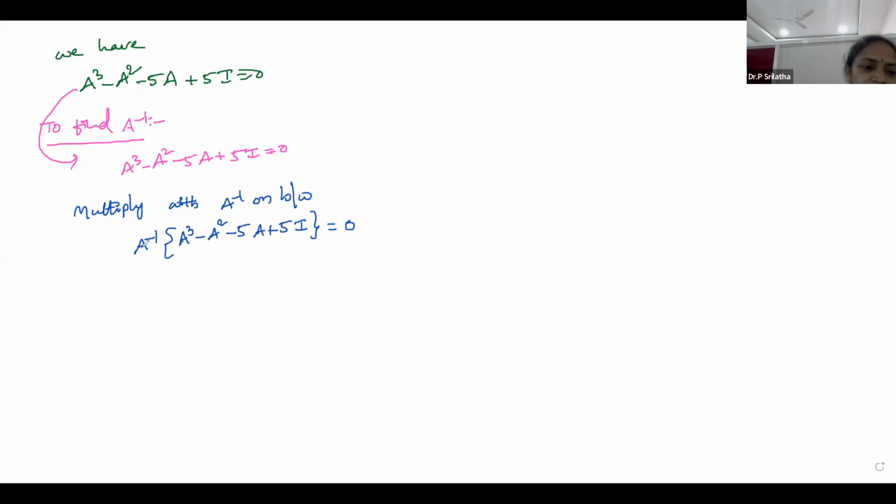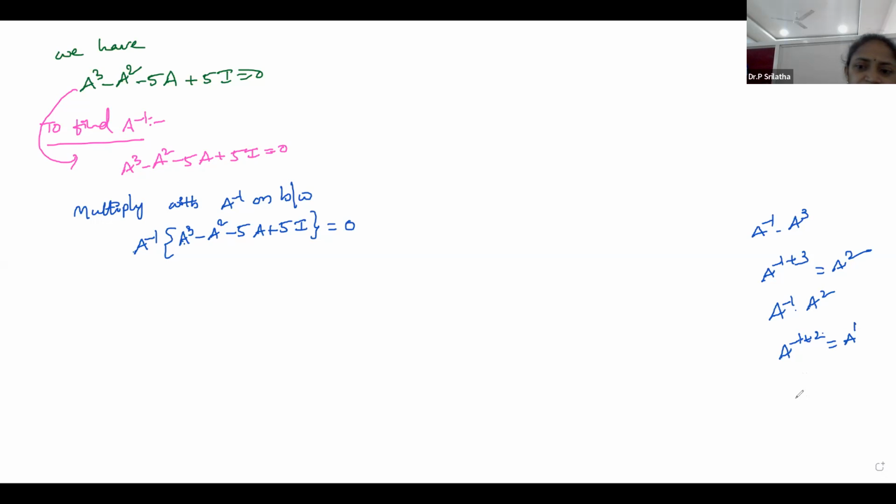If I multiply A cube with A inverse, then the power decreases. You know that A inverse into A cube means A power minus 1 plus 3, so that means A square. And A inverse with A square will be A power minus 1 plus 2. We know that x power m into x power n is x power m plus n. According to that formula, A power minus 1 plus 2 means A power 1.